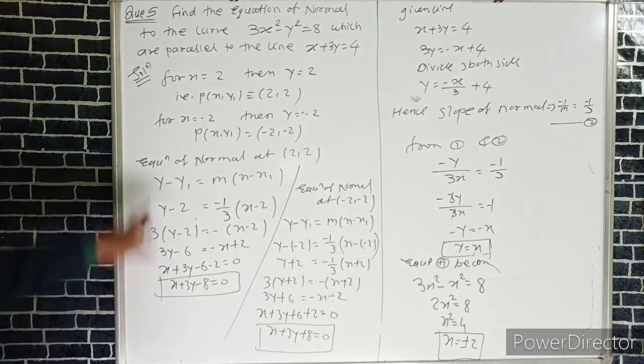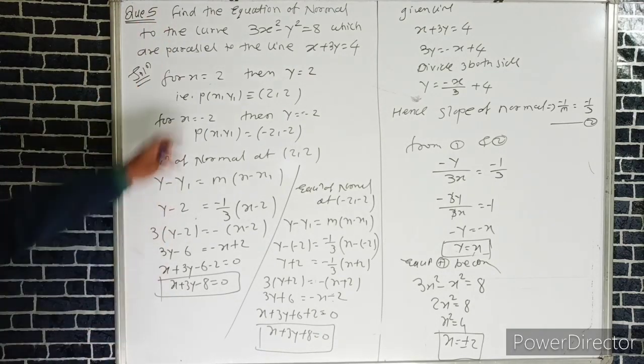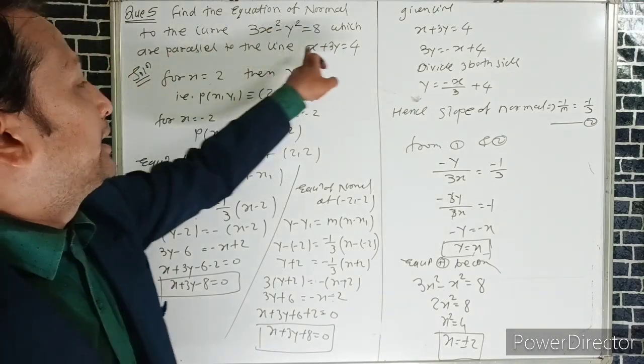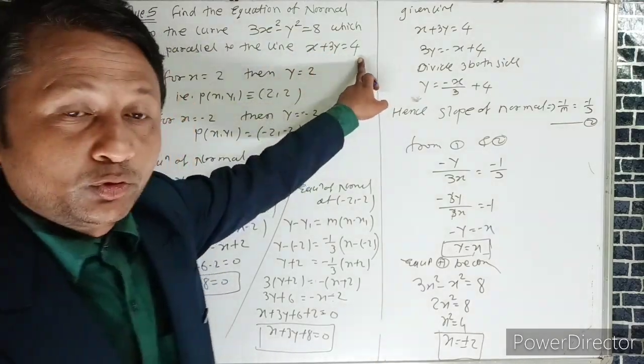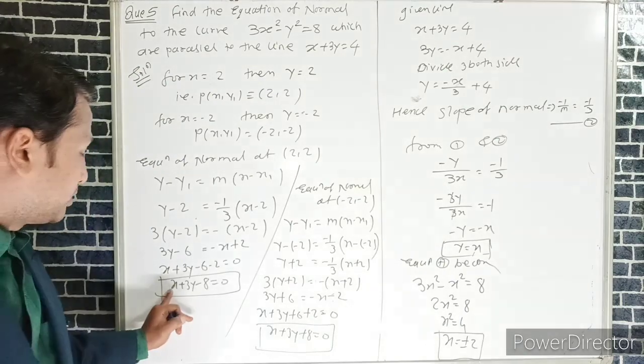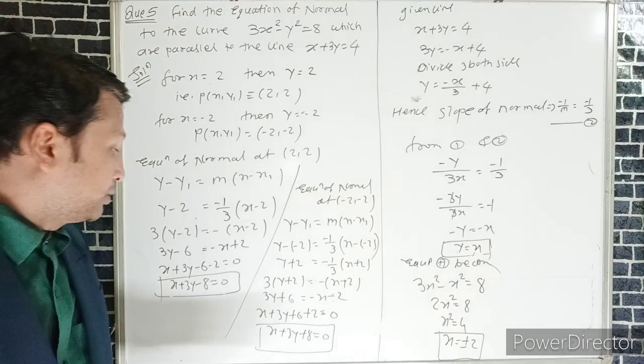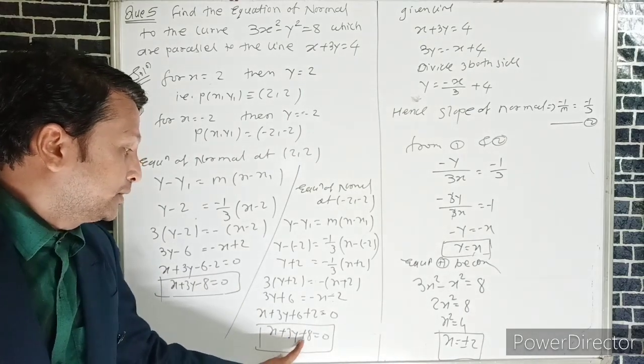So the required equations of normal to the curve 3x square minus y square is equal to 8, which are parallel to the line x plus 3y is equal to 4, are: the first equation of normal is x plus 3y minus 8 is equal to 0, and the second equation of normal is x plus 3y plus 8 is equal to 0.